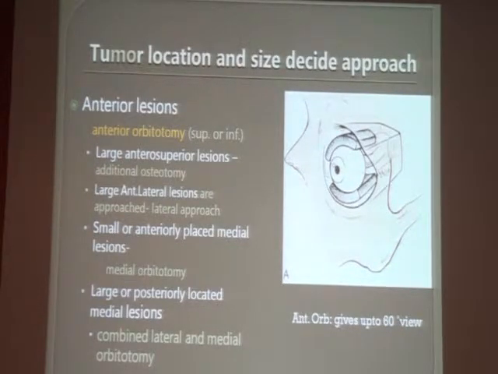Smaller anteriorly placed medial lesions require a medial orbitotomy. Large or posteriorly located medial lesions require combined lateral and medial orbitotomy. And any anterior approach would give a view up to 60 degrees. Now we'll go into the examples of this.